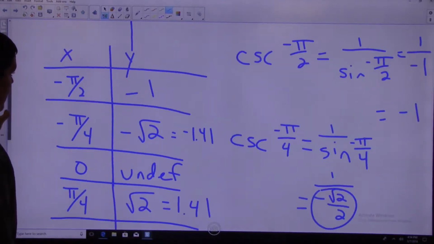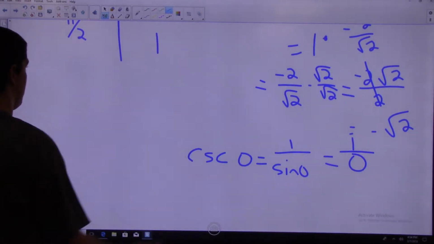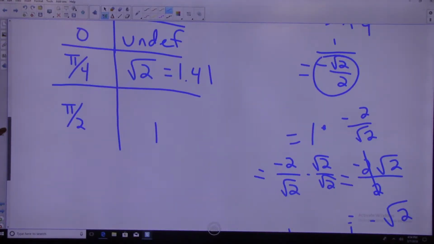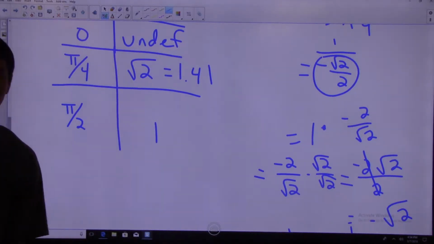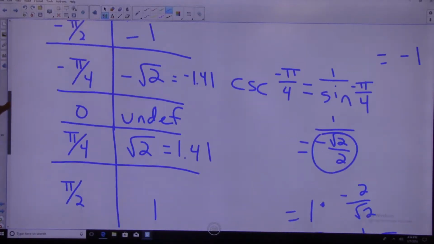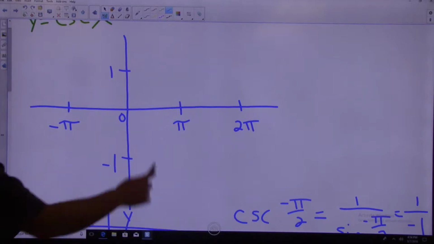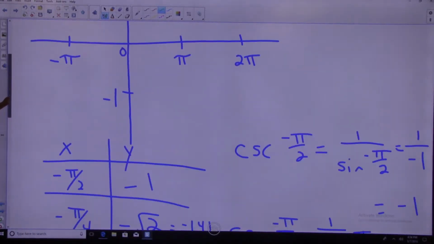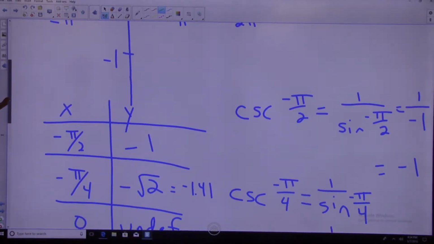It's going to be the same thing as negative pi over 2, except the sign is going to be different, so it's going to be positive 1. All right, the reason for that, you can look back in the unit circle to figure that out. But anyways, let me graph all these. I haven't graphed any of these at all. So here goes. We said negative pi over 2, the y value is negative 1.